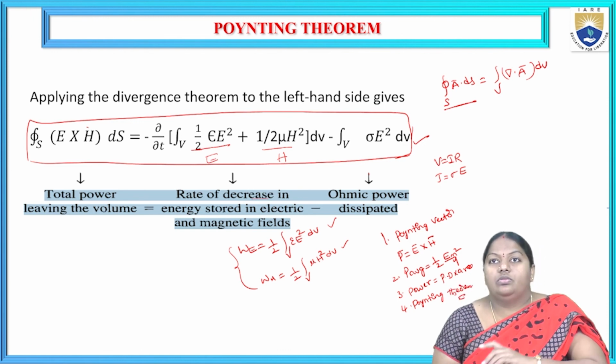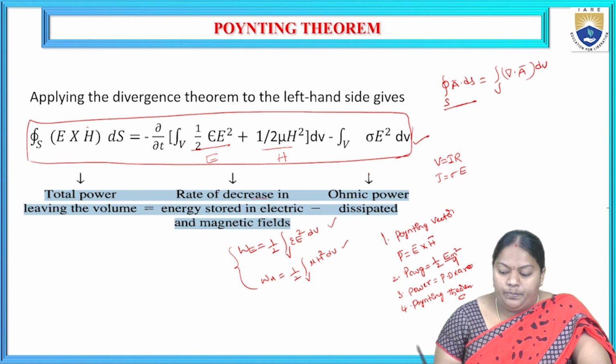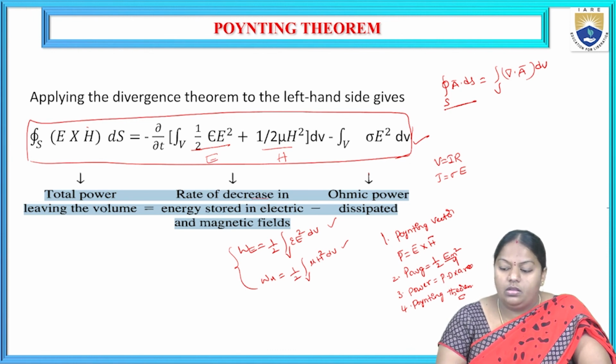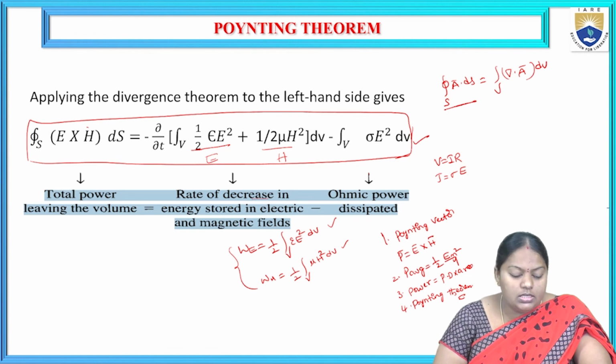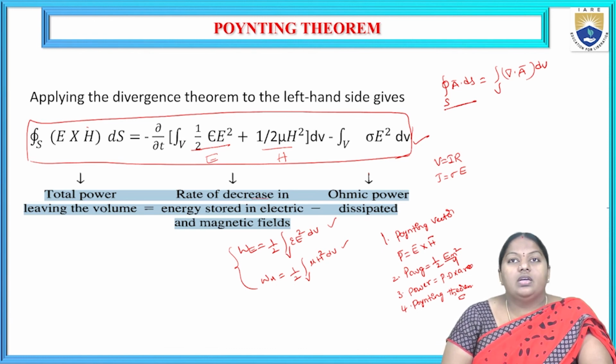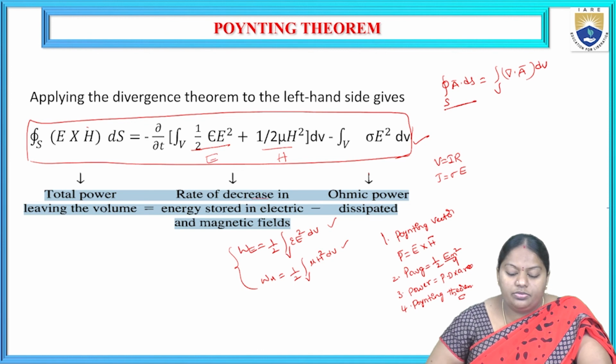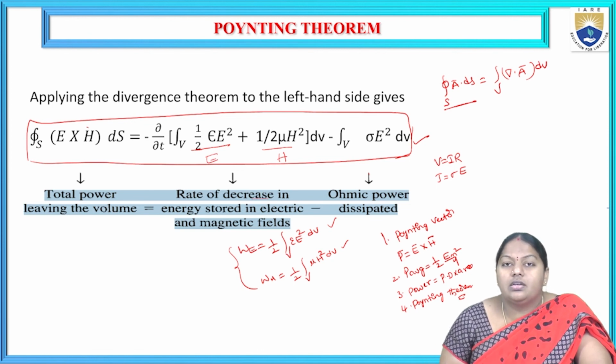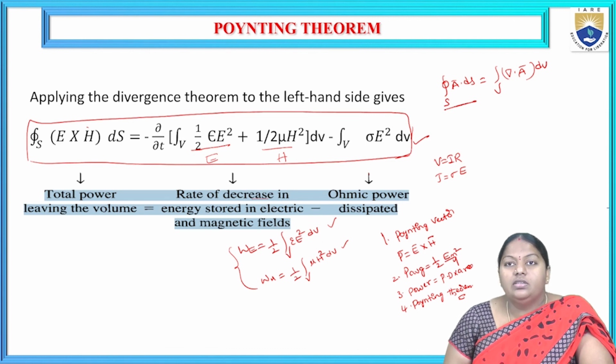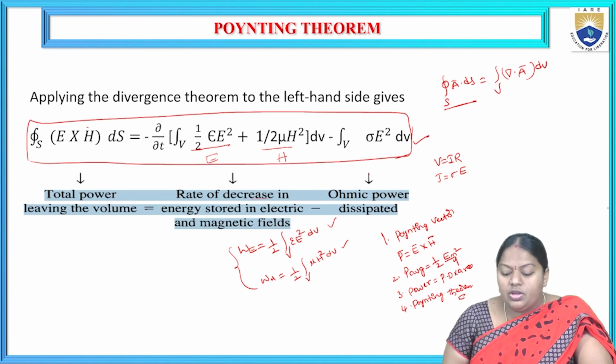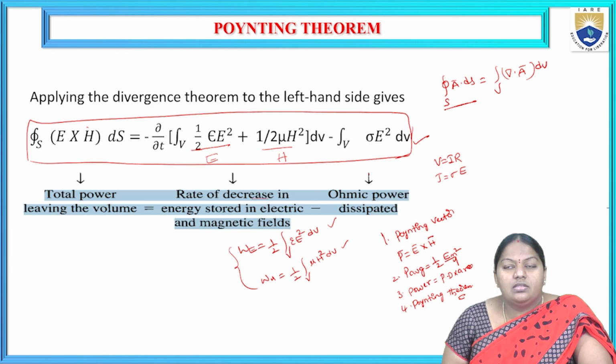right? According to the statement of this Poynting theorem, we know that the total power leaving the volume is equal to the rate of decrease in the energy stored in electric and magnetic fields minus ohmic power dissipated. And to calculate the energy present in the electromagnetic fields, with the help of this Poynting theorem, we can measure.